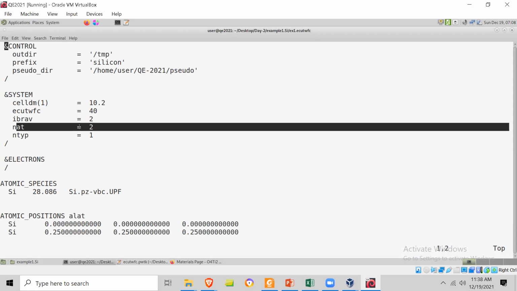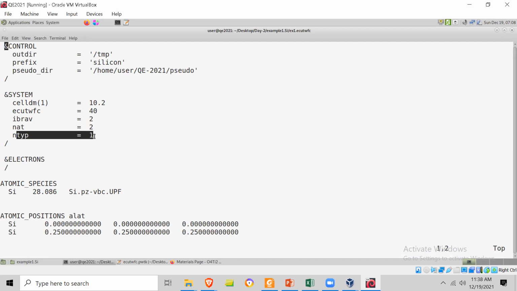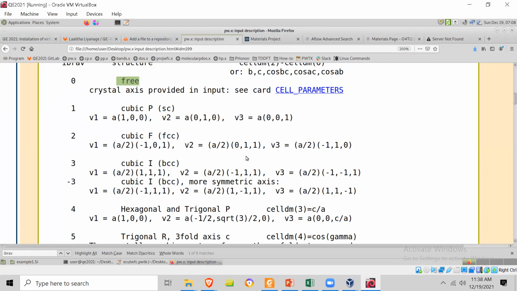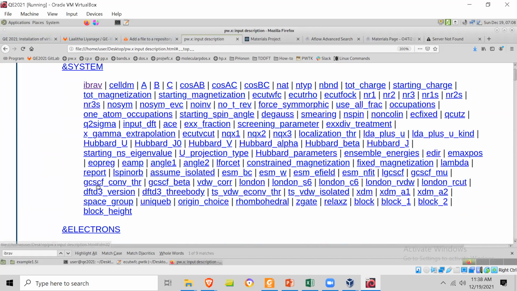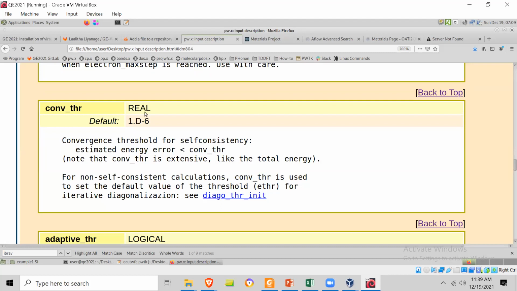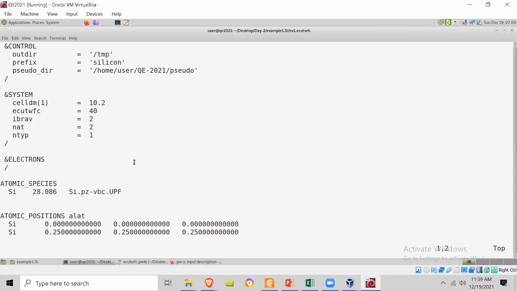And the number of atoms you have to specify. ibrav is what we just talked about, and the number of types of atoms you have to specify. And then the electrons card handles the electronic structure, the SCF parameters. The self-consistent field parameters are handled by the electrons card. If you want to go up, there should be an up arrow, back to top. So you go back to top, and then electrons, it will have the number of maximum steps. SCF must converge is default true. Convergence threshold. Now, this is an interesting parameter. I will tell you what that parameter means. To tell you about that parameter, I have to go to the output file.